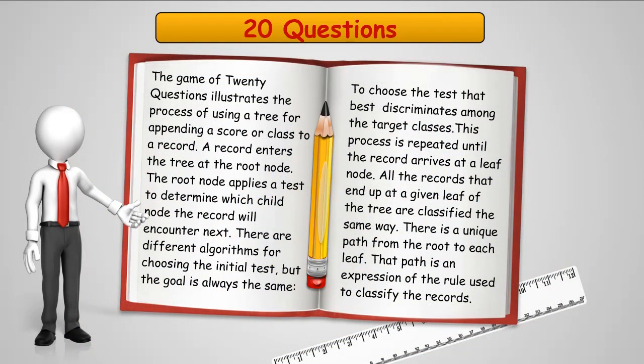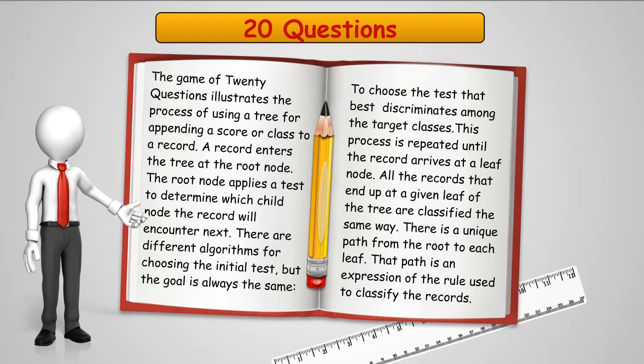The game of 20 Questions illustrates the process for using a decision tree for appending a score or class to a record. A record enters the tree at the root node. The root node applies a test to determine which child node the record will encounter next. There are different algorithms for choosing the initial test, but the goal is always the same. The goal is to choose a test that will best discriminate among the target classes.